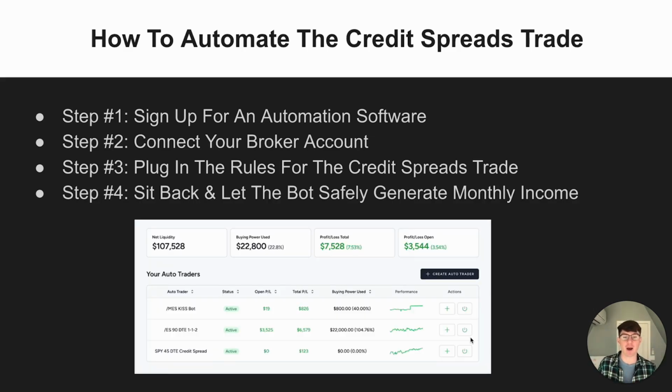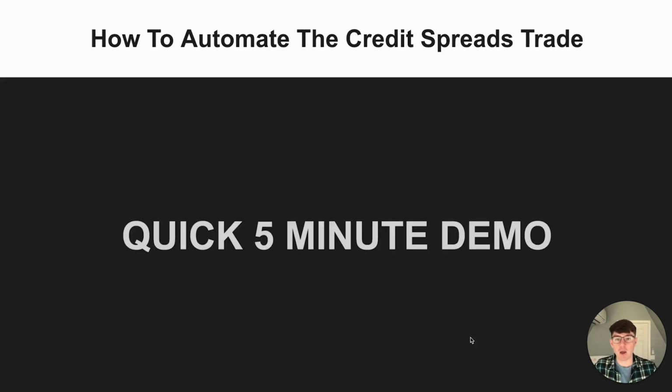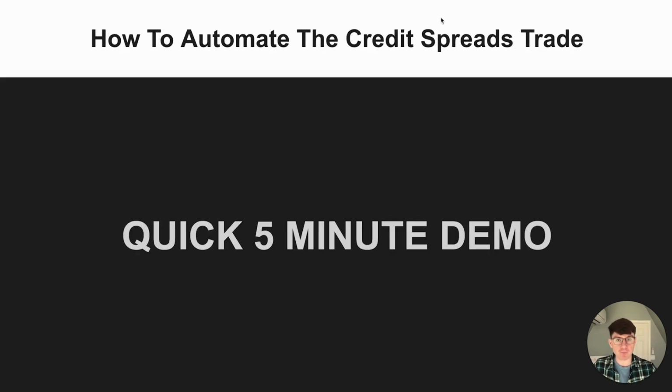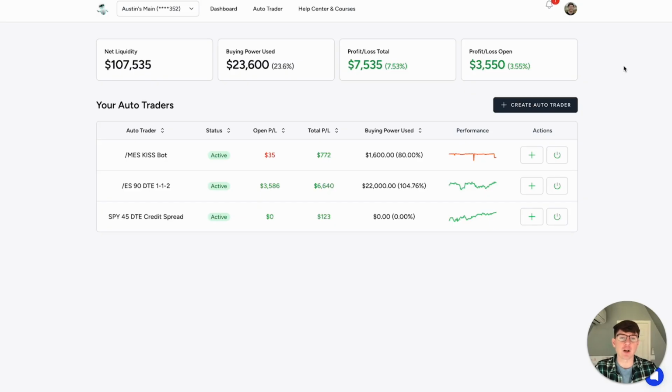Here's an example of a bot that's made me $7,500 so far this month, which has been pretty great. So here's a quick 5-minute demo so you can see exactly how this works and how it's actually quite simple. Okay, so let's dive in. So this is an inside look of the Options Auto Trader. So I'm in the software.